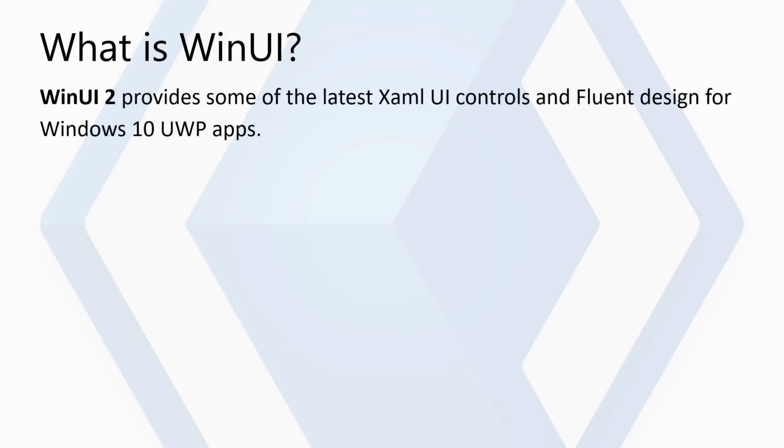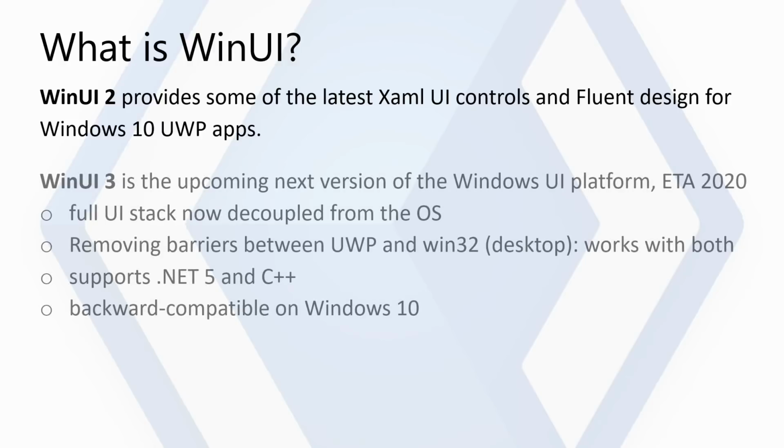We have two versions of WinUI that we talk about. Just to make it less confusing, we call them WinUI 2 and 3. WinUI 2 is the thing you actually see in our GitHub repo right now. It provides the latest XAML UI controls and Fluent design for Windows 10 UWP apps. This is what's there today. The main thing we're working on actively right now as a team is really WinUI 3 though. This is the upcoming next version of the whole Windows UI platform that we're planning to release this year. This is the full UI stack, including XAML and composition and input, now decoupled from the operating system.